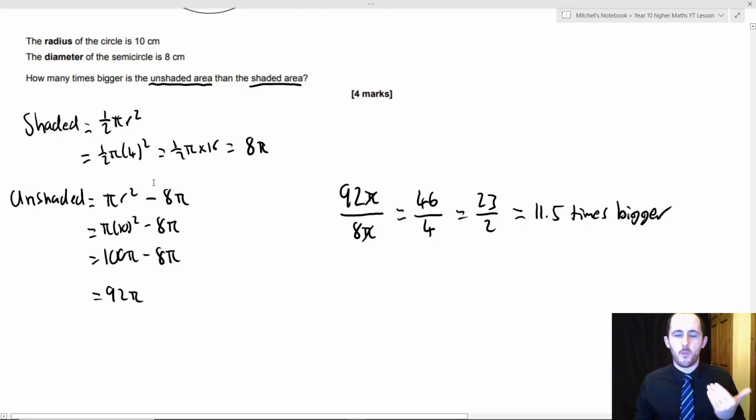Again, just when you're in an exam, it's very tempting to do it quickly. Just really think, okay? Because that minus 8 pi, I guarantee you lost people marks.